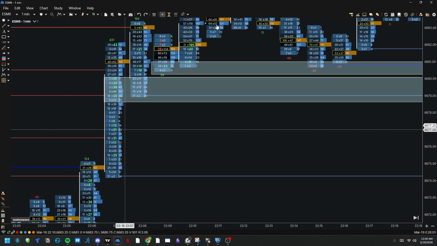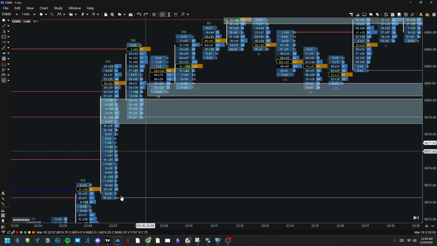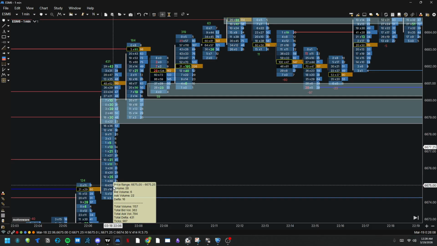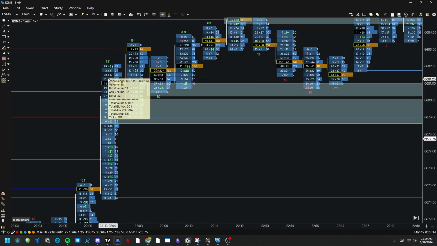And how many points is this footprint? Is each one of these prints one tick? Each one of these prints is one tick. So four is a point. I don't even know.